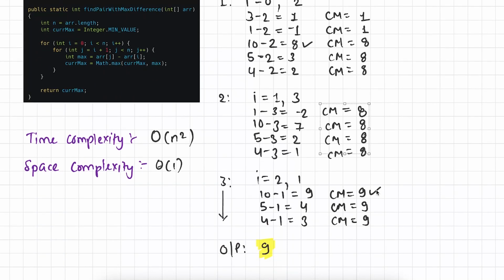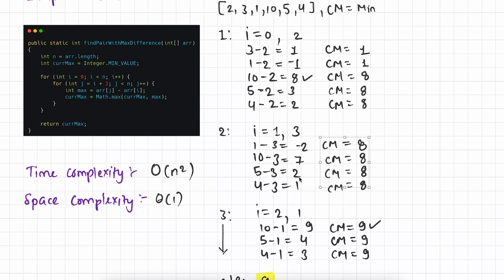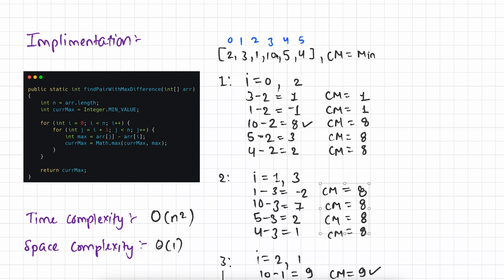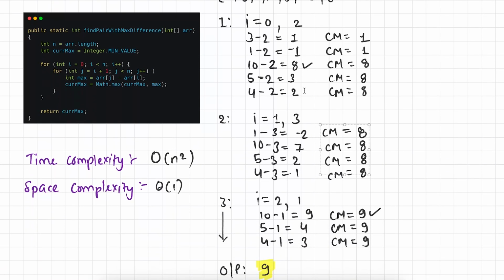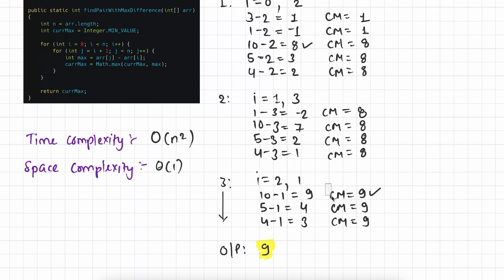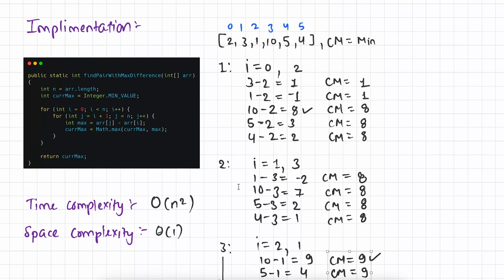In the next iteration our i becomes 2, and the element present at index 2 is 1. So we go to the right of 1 till 4 and find the difference with all the elements. 10 minus 1 is 9, 5 minus 1 is 4, and 4 minus 1 is 3. So now you can see that we get our new maximum, that is 9. So we set the current maximum to 9, and this loop continues for the next two elements, 5 and 4.